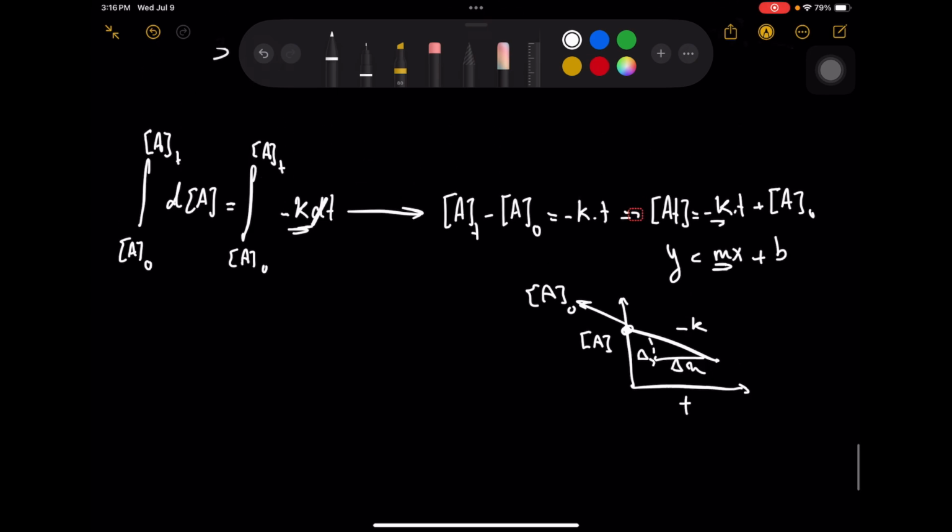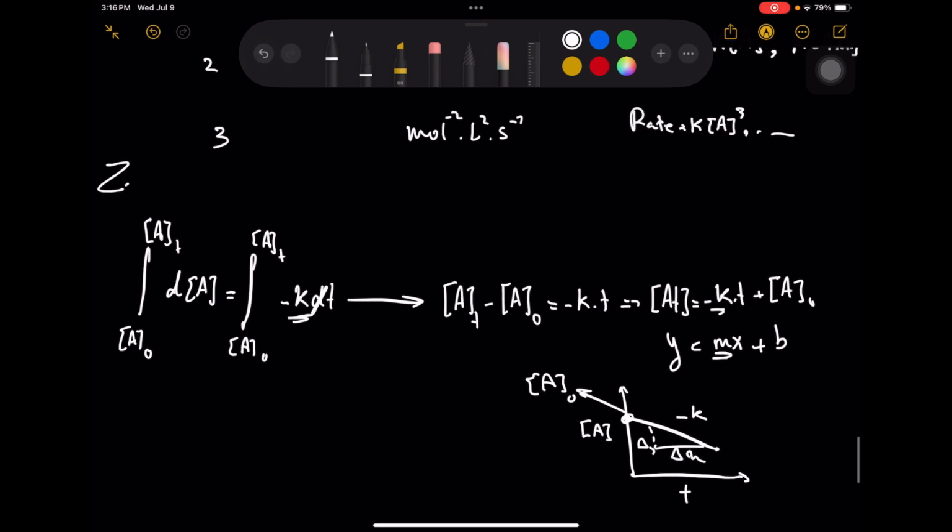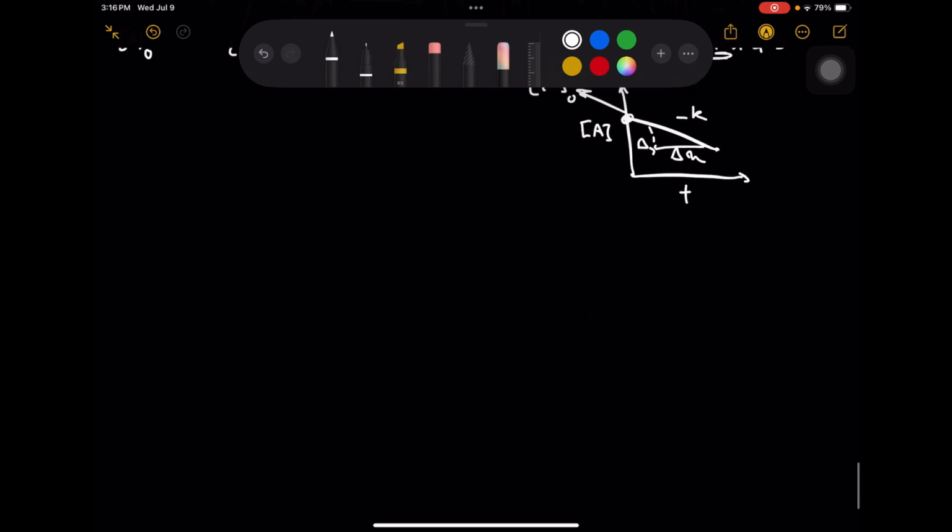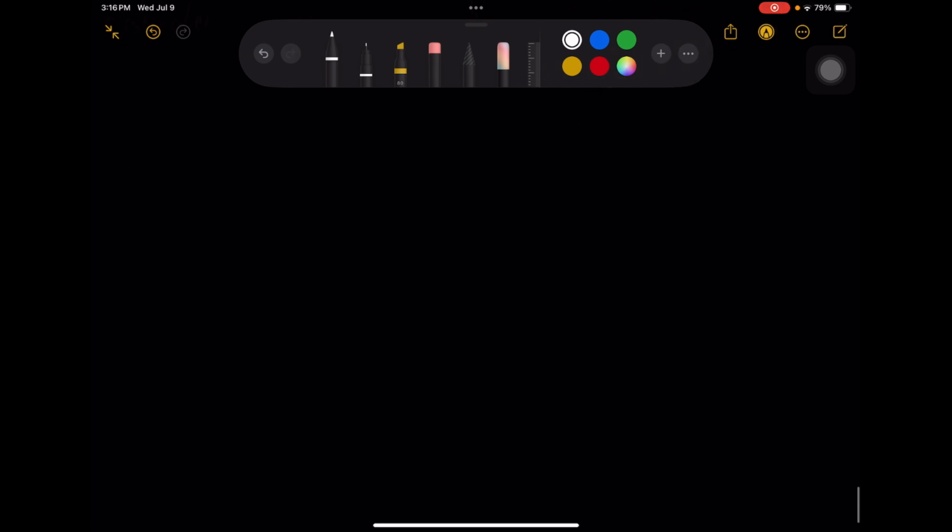That one's for the zero order. For the first order, what a bad writing. Again, we say the rate is negative d concentration of A over dt. It's k A. Notice that this is the slope, so that's it.